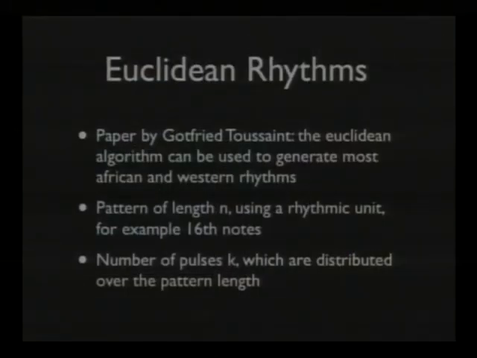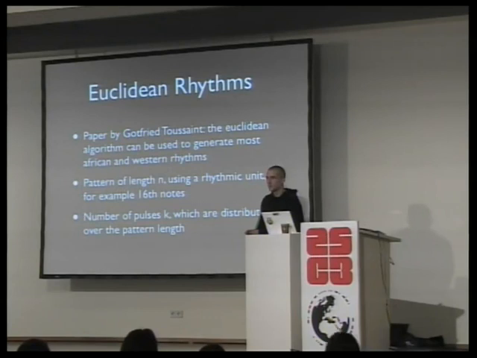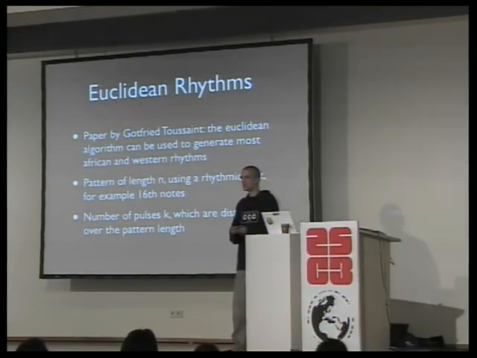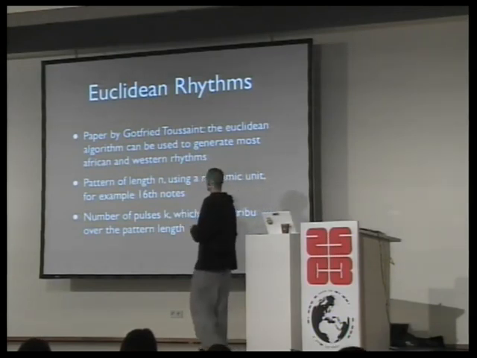A few months ago I discovered this paper by Godfried Toussaint, a musician and mathematical researcher in Canada. He wrote this really nice paper where he shows that the Euclidean algorithm to find the greatest common divisor between 2 numbers can actually be used to generate most African and Western rhythms. The paper is actually about rhythms, but it starts with, I think, a timing system in neutron accelerators, which is built on the same principle.